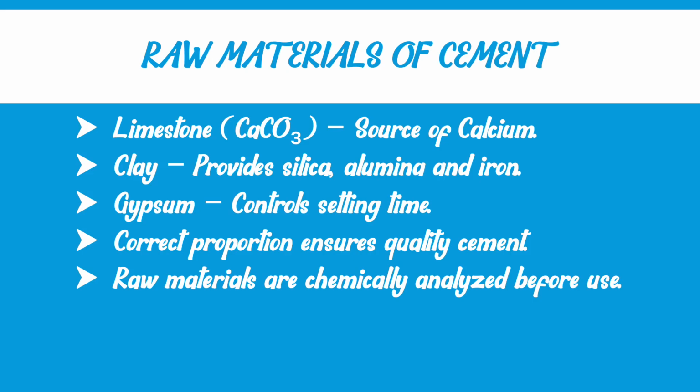So the raw materials for cement. First raw material is limestone, that is calcium carbonate. It is the source of calcium. Then clay. It provides the silica, alumina, and iron. Then gypsum. It controls setting time. Correct proportion ensures the quality of cement. Raw materials are chemically analyzed before they are used.